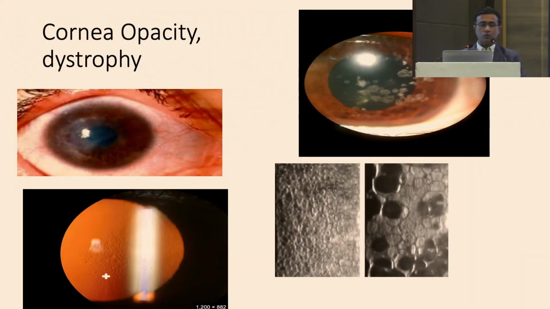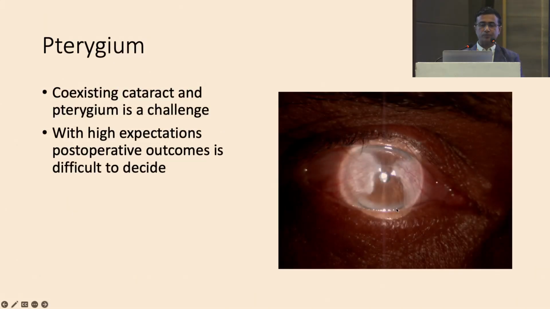The endothelial count: if you have access to specular microscopy, you must do the endothelial count, because sometimes the endothelium may look healthy but they have problems such as guttata under retroillumination or endothelial polymorphism, which should be taken into consideration. Now pterygium: many Indian rural patients have pterygium coexisting with cataract. With high expectations, you must tell them that they may have a suboptimal outcome because of the corneal opacities, particularly in patients having such pterygium.